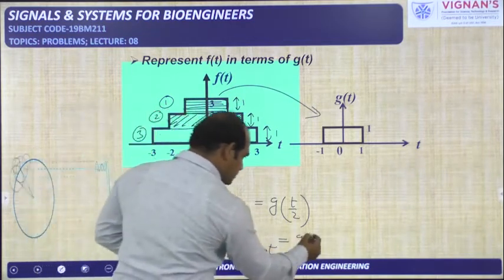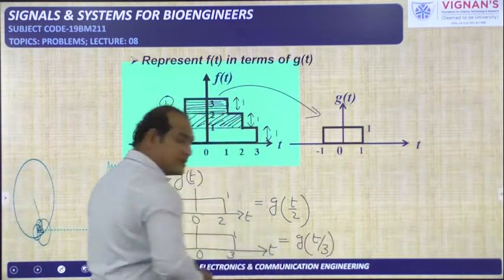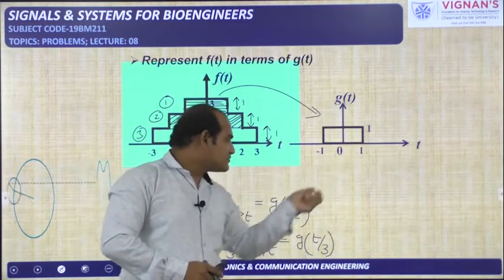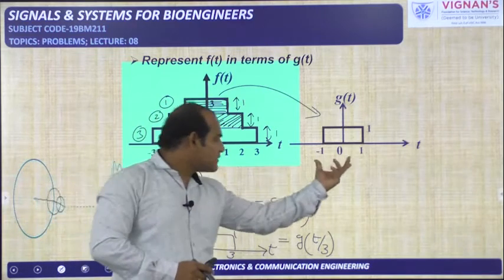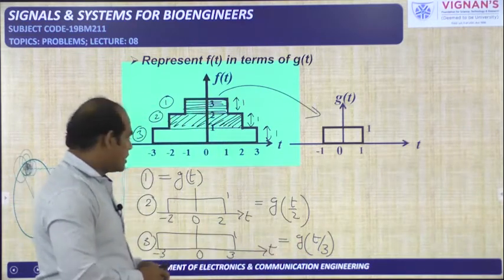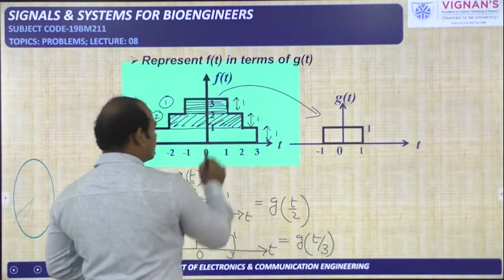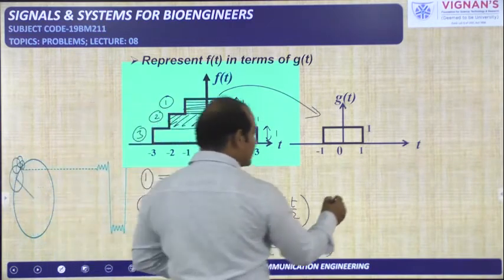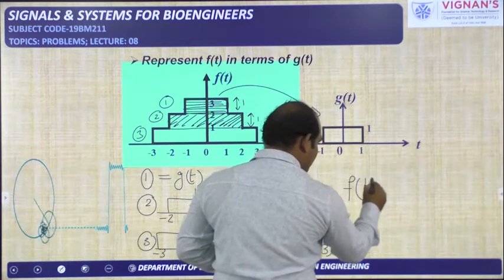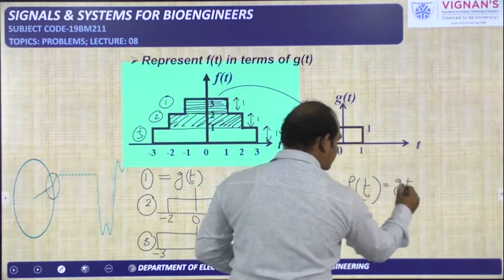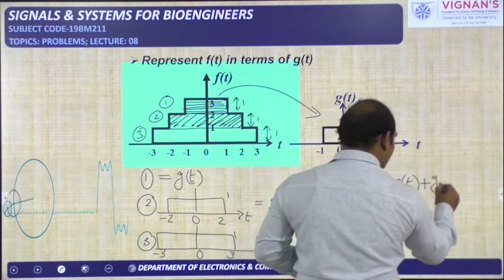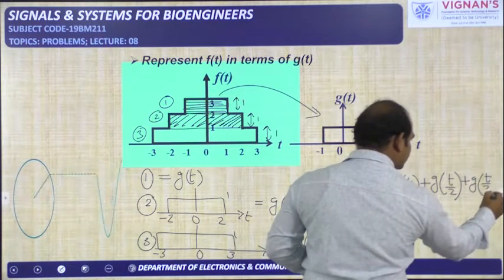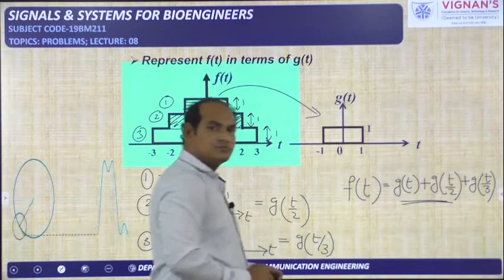So g of t by 3. So already we know how to get g of t by 2 from g of t. We have to divide this time axis with 1 by 2, you will get this one. If you divide this time axis with 1 by 3, you will get this one. Now if you add these three, you will get the original signal f of t. So finally I can write f of t is equal to g of t plus g of t by 2 plus g of t by 3. So this is the answer. Simple.